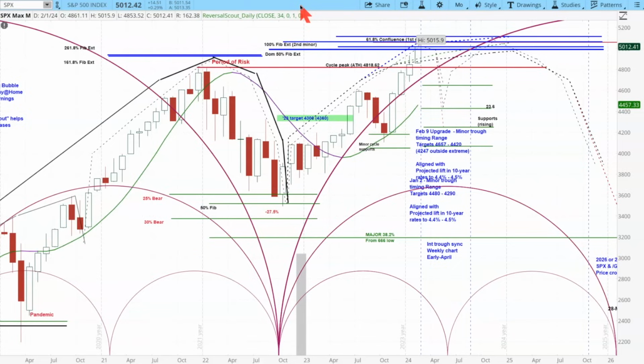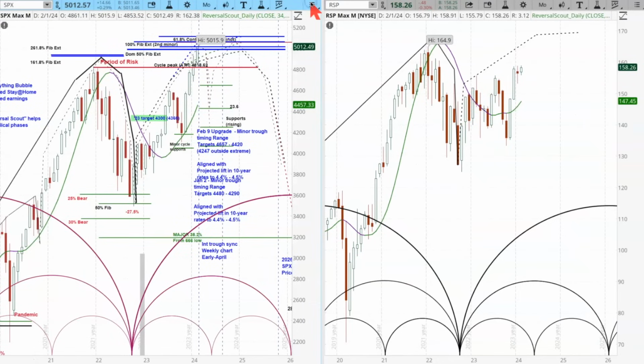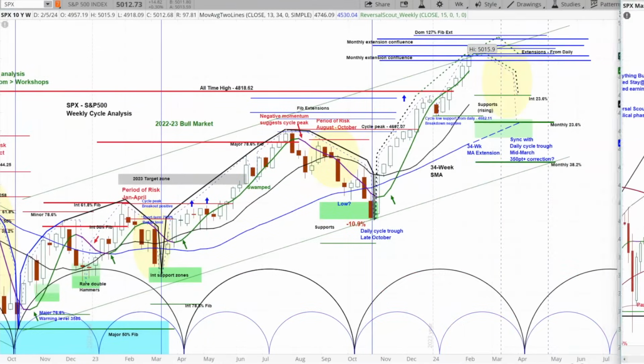So this is stronger, but again, looking at the equal weight, you can see that the market overall is not as strong as the skewing that's going on because of the higher caps. And now getting into a dangerous period where a correction is likely to come and scare everybody out of the market.